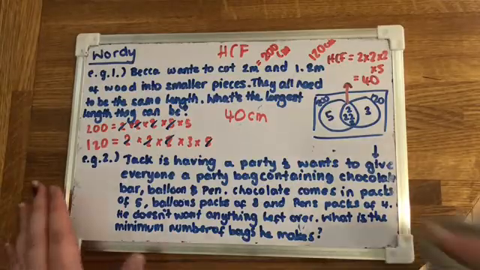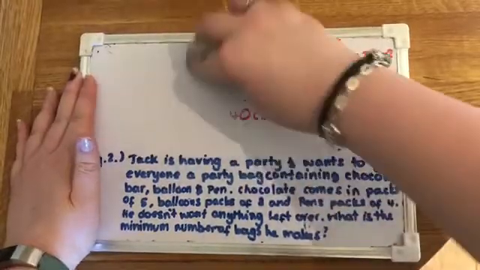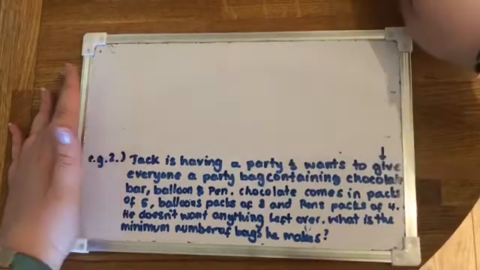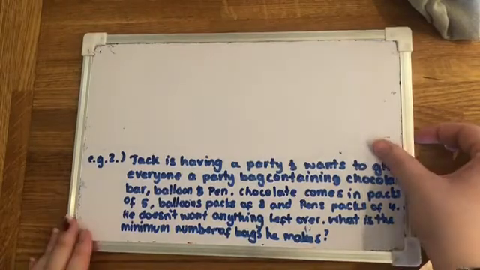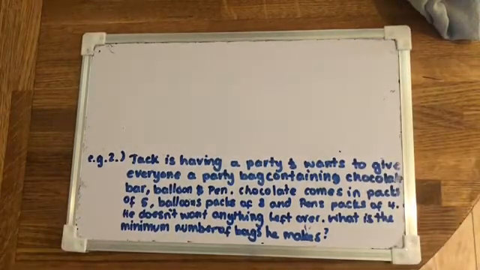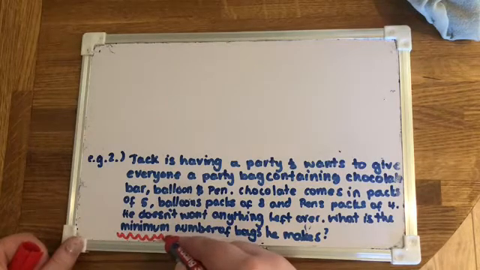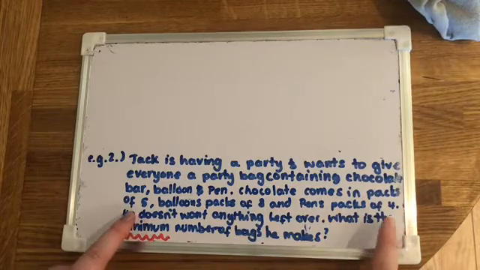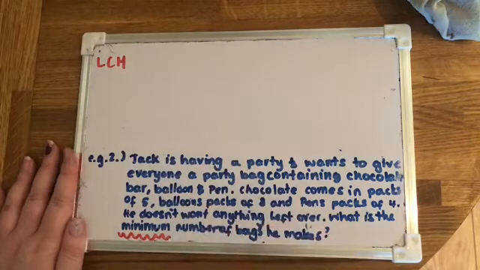Okay, so the reason why we're not going to be doing it the same as the one above is because it's very hard when there's 3 things. There's 3 different things going on. We've got the chocolate, the balloons and the pen. So the best way to do this is to use your times tables. Now again, if we read through it, it says minimum here. So obviously the number of bags is going to be bigger than the numbers that we've got of 5, 8 and 4. So we're going to be finding the lowest common multiple.